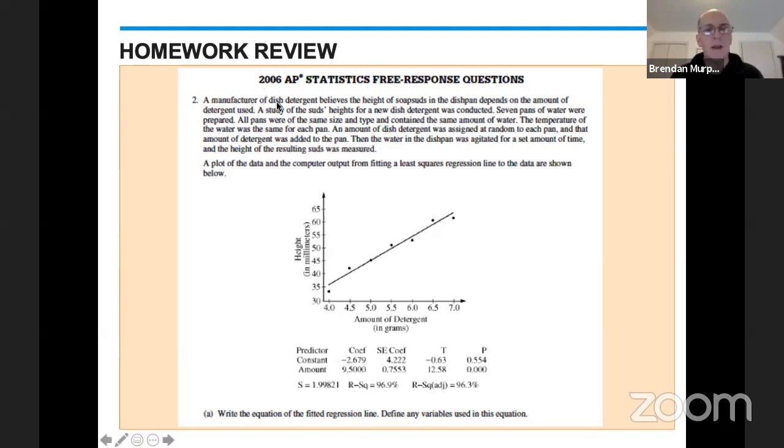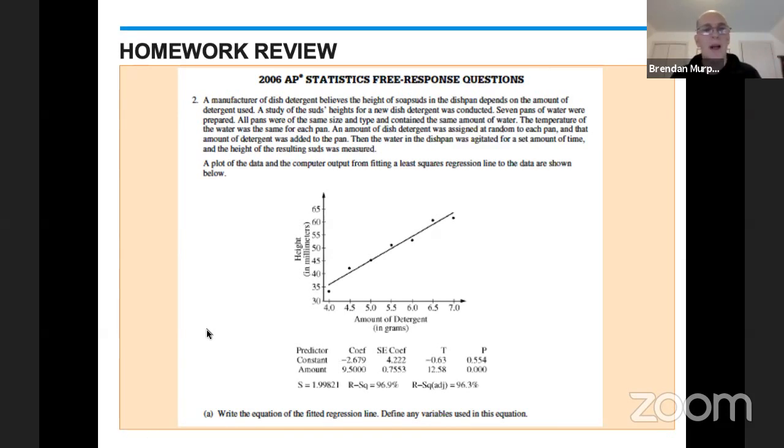So a manufacturer of dish detergent believes that the height of soap suds in the dish pan depends upon the amount of detergent used. So I call that setting the stage. There's no mathematics there, but it's just trying to sort of contextually give us an idea for what's going on. A study of the suds height for a new dish detergent was conducted. So I hear the word study, and I don't know if that's an experimental design or really what that is, but I'm just, again, setting the stage.